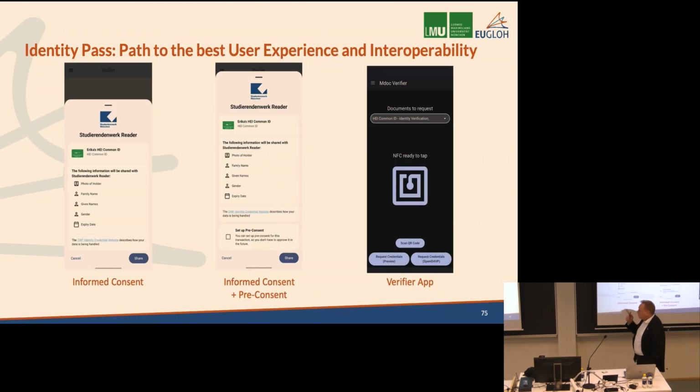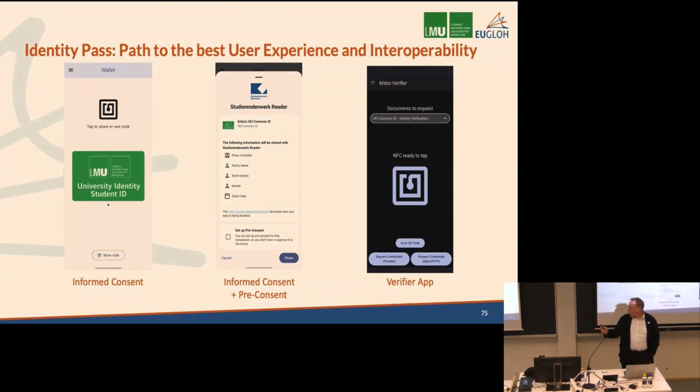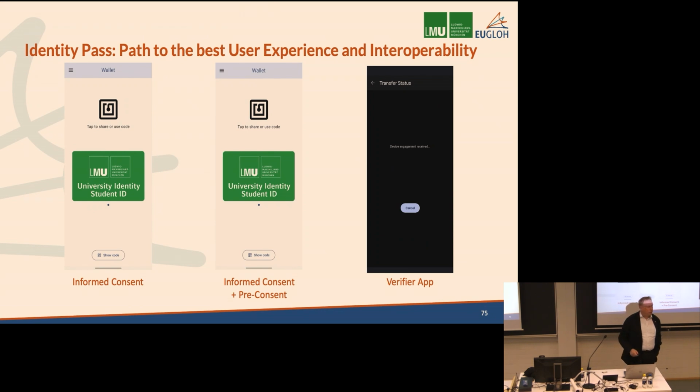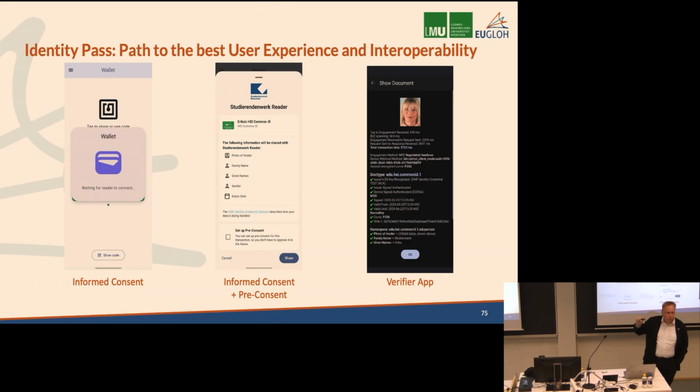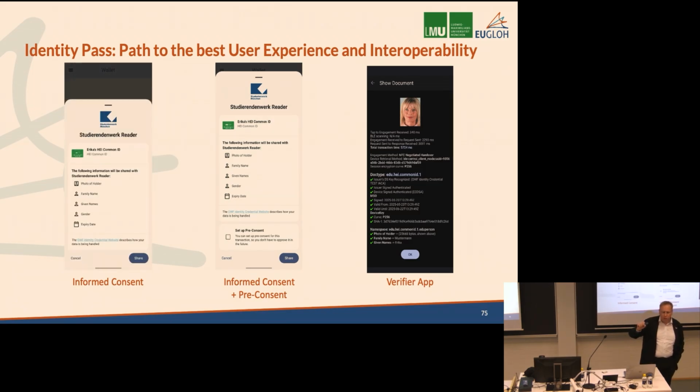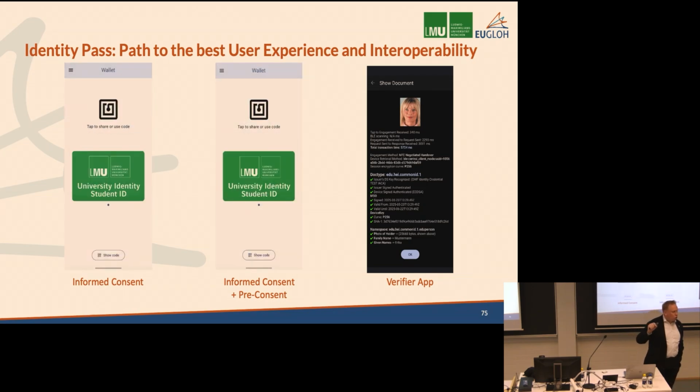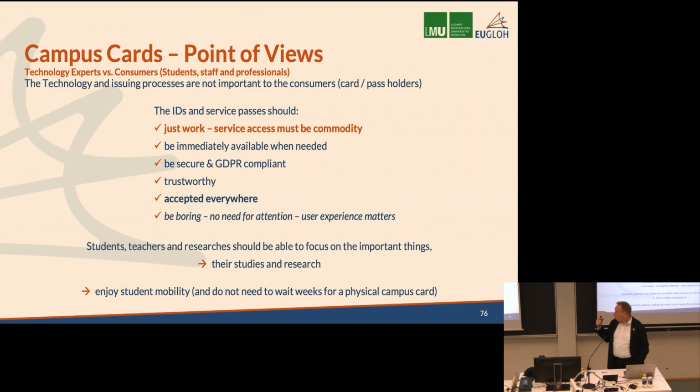So that's how a verifiable credential in the wallet looks like if you tap. The one is with informed consent or informed consent plus pre-consent, because we said if you want to pay in the Mensa, it shouldn't take more than 3 seconds. So only on the first tap, you need to check the box that you trust this verifier to let it work directly on the next tap without re-proving your consent. That's it. That's campus cards from a point of view of modern technology.